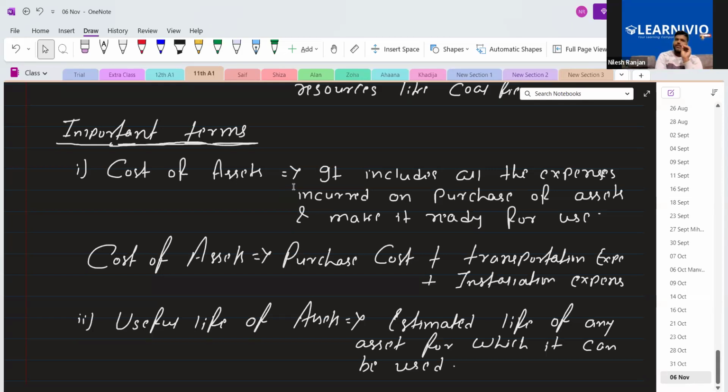Okay. I will give you a simple example. Let's say you purchase a mobile phone. In old times, very few people had the knowledge of all the features and functions of mobiles. So they purchase the mobile phone, they go to a shop, the shopkeeper has all the knowledge, and they give him some money to install all the applications. So these expenses incurred for the installation part are also included in the cost. So cost of assets equals purchase cost plus transportation expenses plus installation expenses.